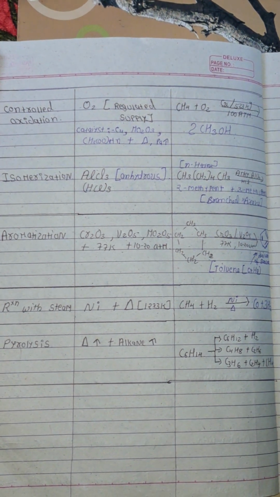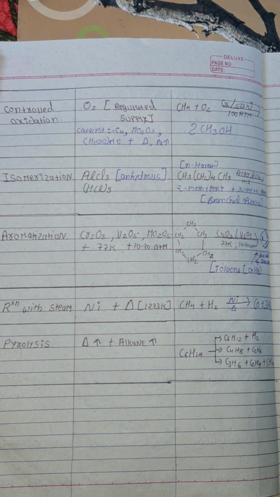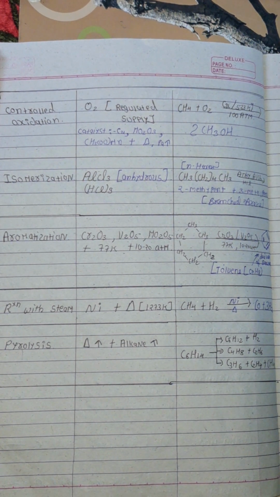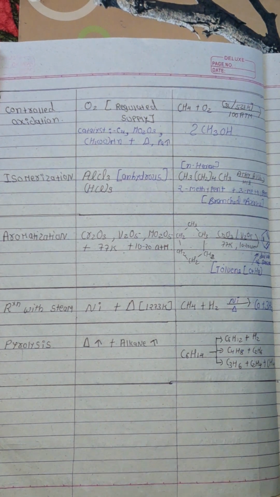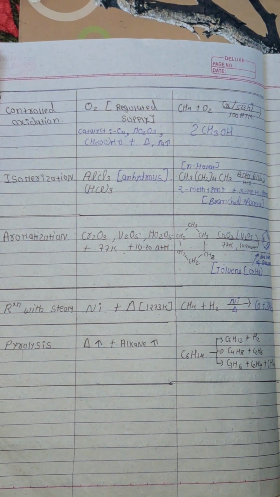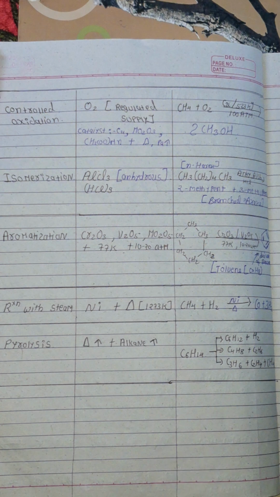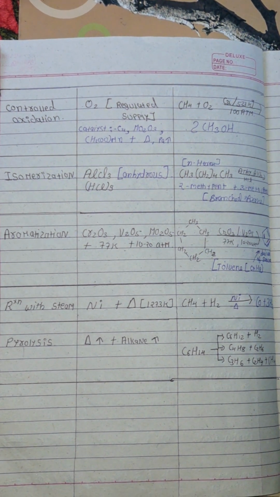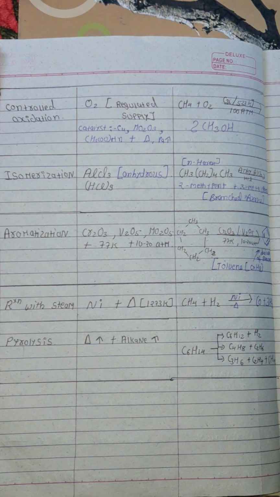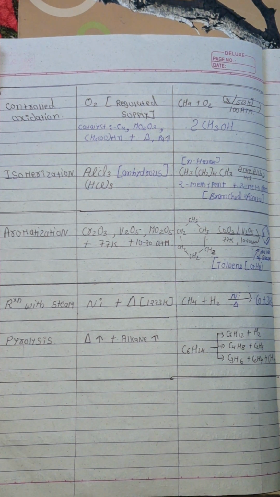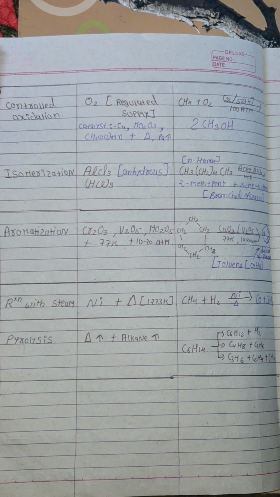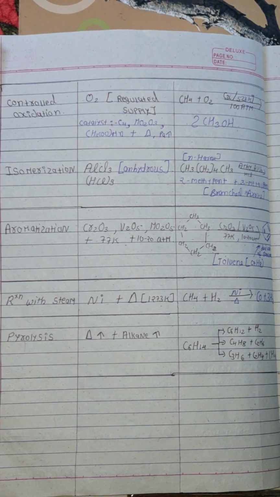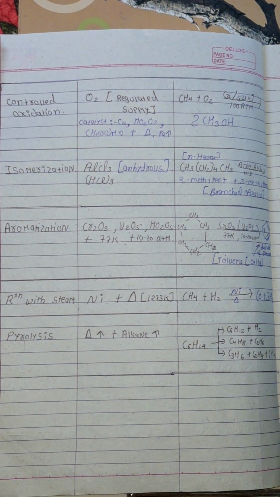Now the reaction with steam. The reagent is nickel and the temperature is 1273 Kelvin. Methane plus steam in presence of nickel and higher temperature gives carbon monoxide and 3H2. Remember that here methane and oxygen are not reacted. Here methane and steam are reacted. The product we get is carbon monoxide and dihydrogen.